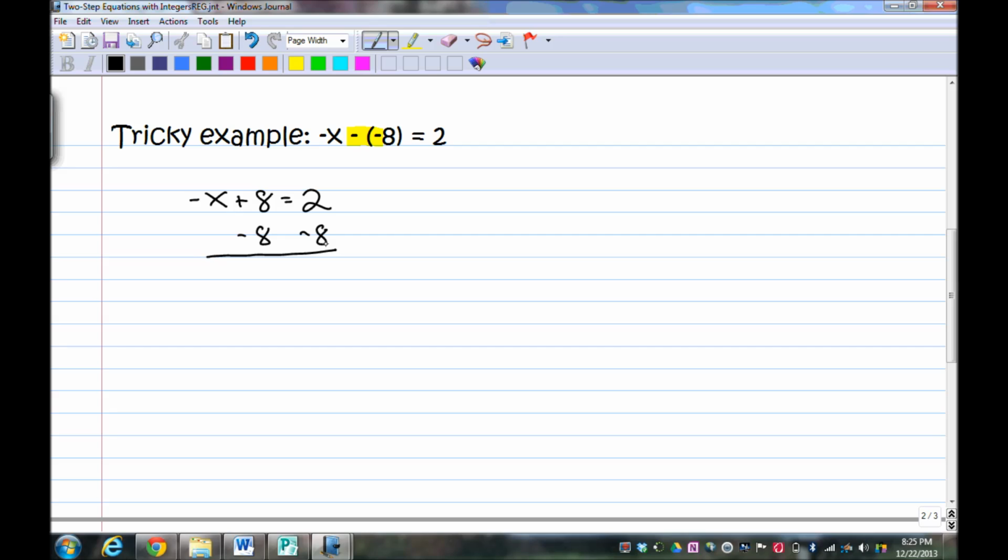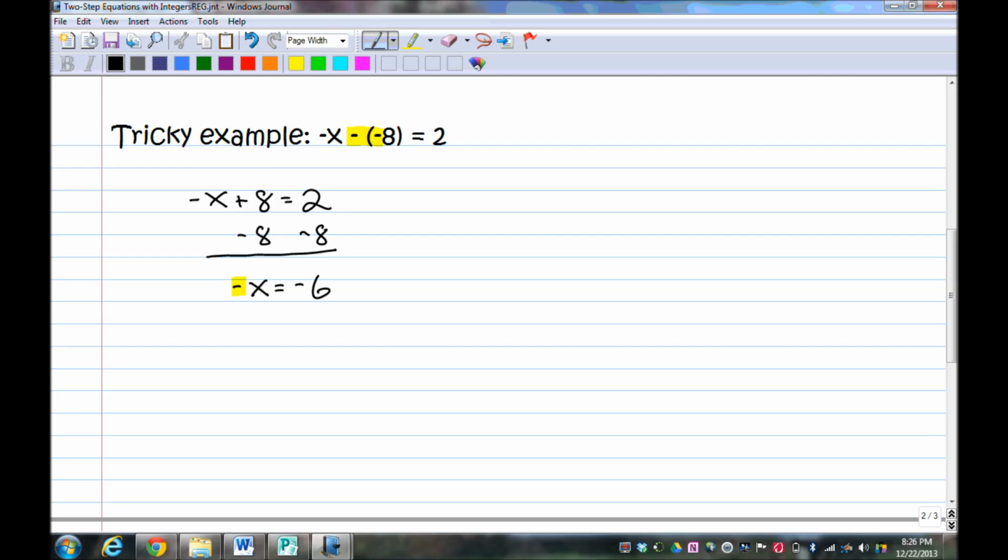On the left-hand side, what I'm left with is a negative x. On the right, I have a positive 2 and a negative 8. Give me a negative 6. Here is where you have to be careful, because a lot of students would stop right now, but you can't. Because this right here, that means the opposite of x. I don't want to know what the opposite of x is. I want to know what x is.